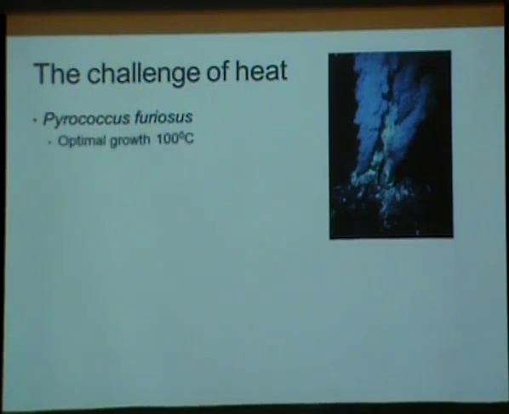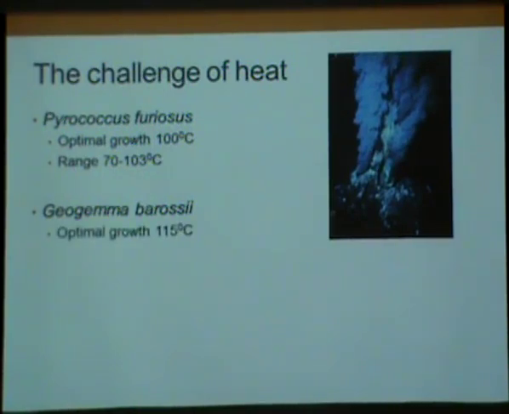Its optimal growth is 100 degrees Celsius. Now, how hot is that? Boiling point of water. Yes. That is where it likes to grow best. We don't grow very well at that temperature, by the way. But this organism does, and it has a range from 70 to 103 degrees Celsius. Let me give you another one. Geogemma barossii. It has an optimal growth of 115 degrees Celsius. So how does that compare to the boiling point of water? It's even more. Yes. It has a range of 85 to 121 degrees Celsius.